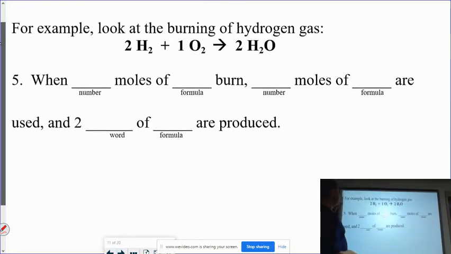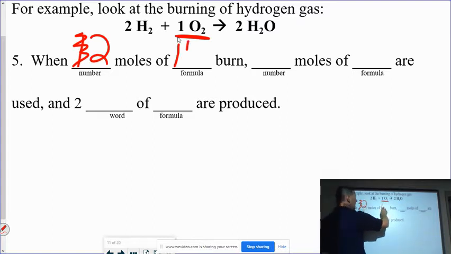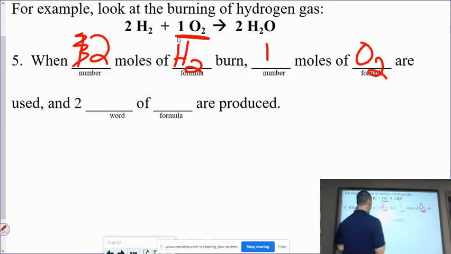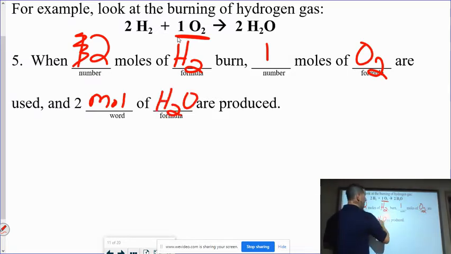Balanced chemical reactions. For example, look at the burning of hydrogen gas. So when there are blank moles of blank burn, so what's burning in here? Well, oxygen is not burning. It's the hydrogen. So when, oh, not a 1, 8. When 2 moles of H2 burn, then 1 mole of O2 is used or consumed. And then we get 2 moles of water that are formed.